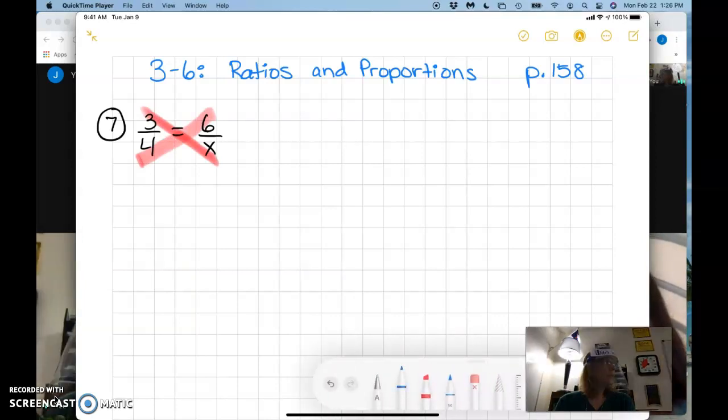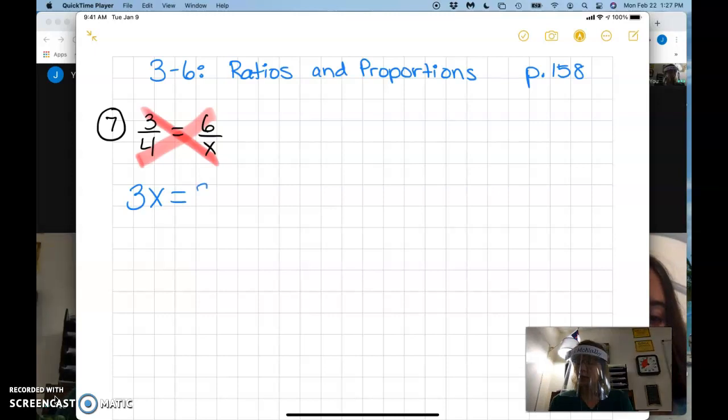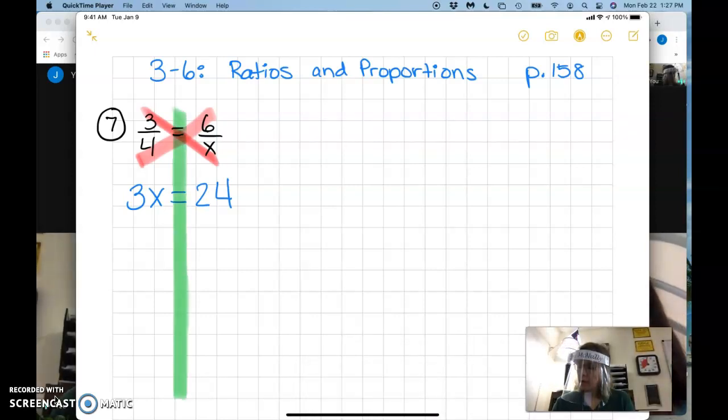So if I do 3 times x, what is 3 times x? 3x. And if I do 4 times 6 on the other side, what is 4 times 6? 24. Now on these, you can do that great divide like we did on the 2-step problems. This will help you kind of keep your problem straight.